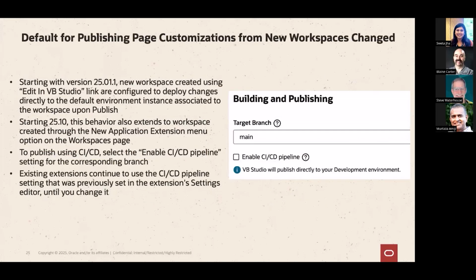Okay, so this one is basically about the default for publishing page customizations from the new workspaces. You may already be aware that starting VBS version 2501.1, all the new workspaces created using the Edit in VB Studio link are configured to deploy changes directly to the default environment associated to the workspace. Starting 2510, this behavior would also apply to the workspaces created through the new application extensions menu option on the workspaces page. However, to publish using CI/CD, you can always select the settings for the corresponding branch.